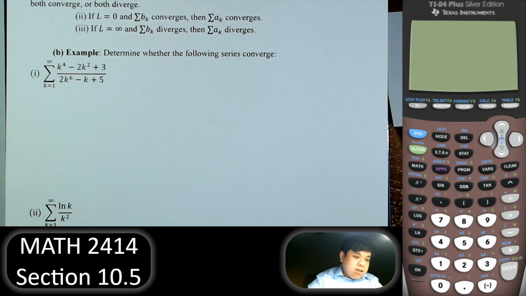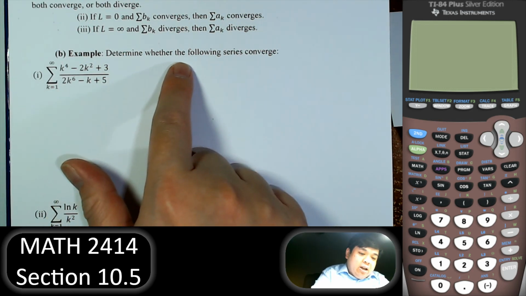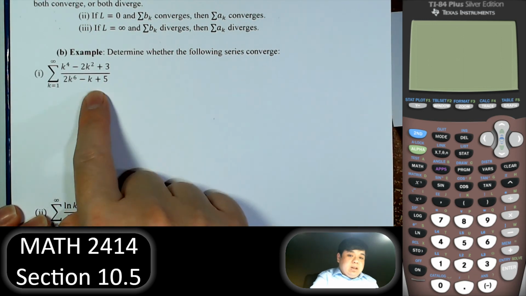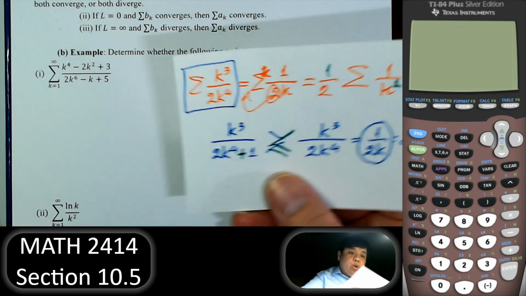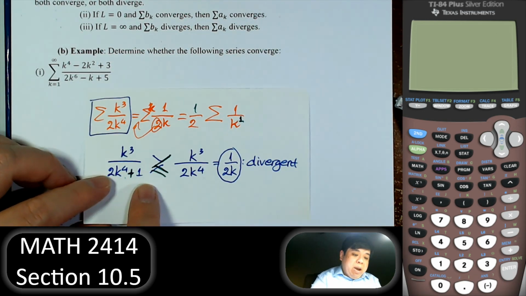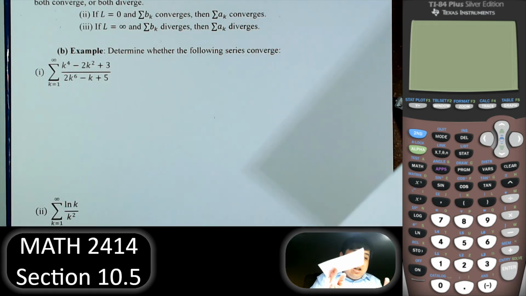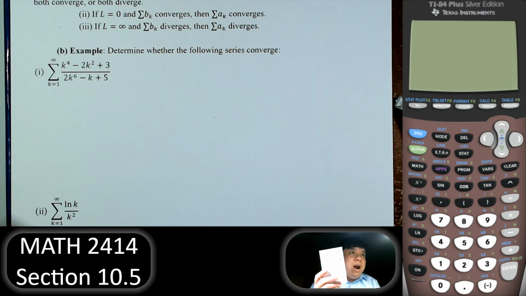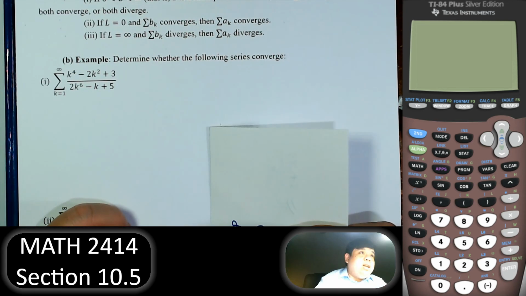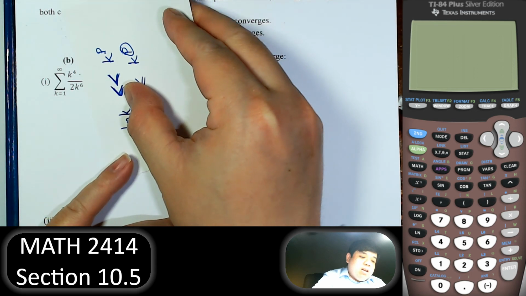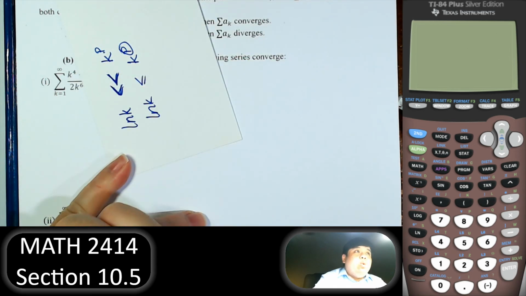Right, next. Determine whether the following series converge or diverge. Now when we have something like this, it will be very difficult to come up with a series we can compare to and see which one is greater than, which one is less than. So usually, like I said, the limit comparison test is a lot more practical because we may have something that messy. All we need to do is take the highest power on the top and the highest power at the bottom. That's all we compare to.